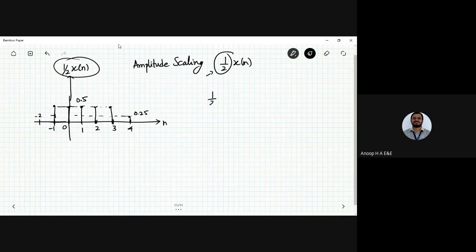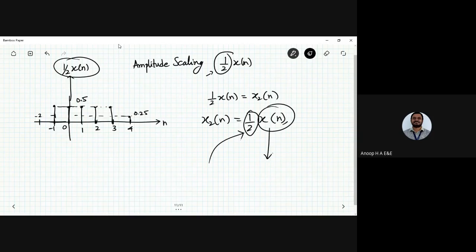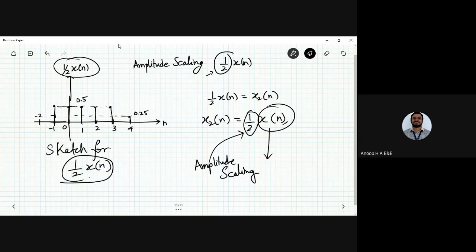So half of x of n, that would be x2 of n, that is the sketch, or you can write x2 of n equal to half of x of n. To the given signal x of n, you can have the signal written like this. If you observe carefully, half of x of n is the amplitude scaling. This would be the sketch for half of x of n. So this was for the even and the odd component of the signal.